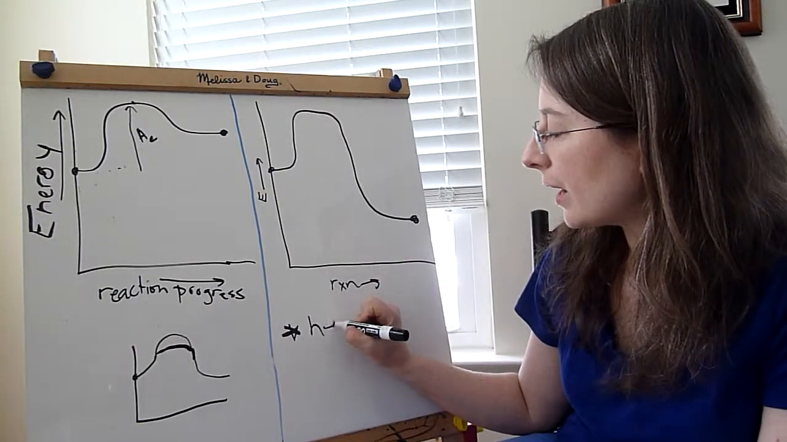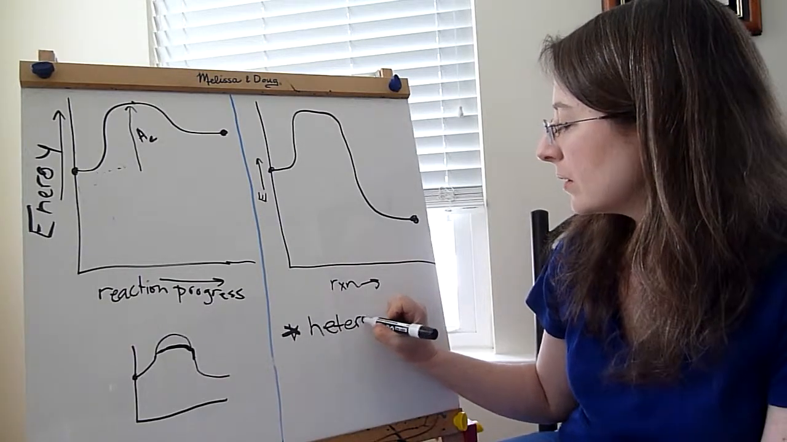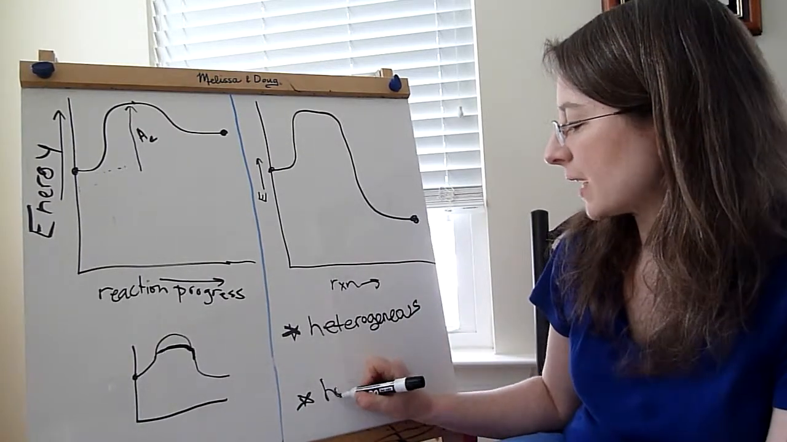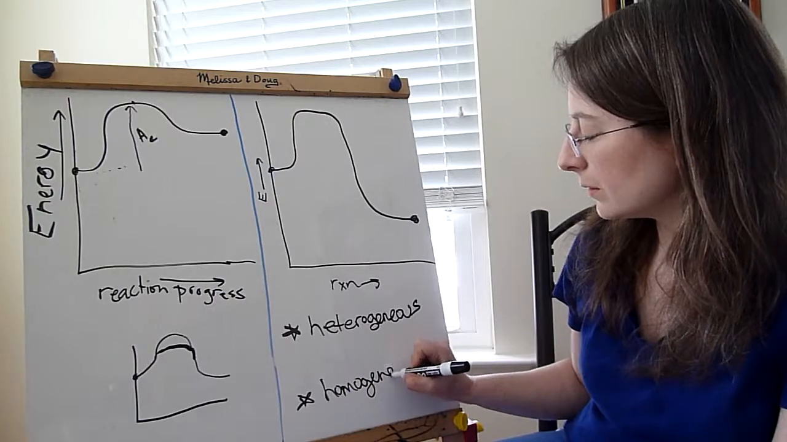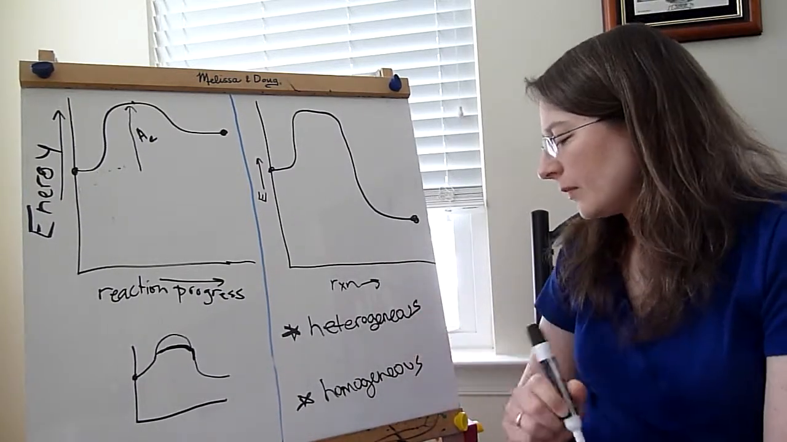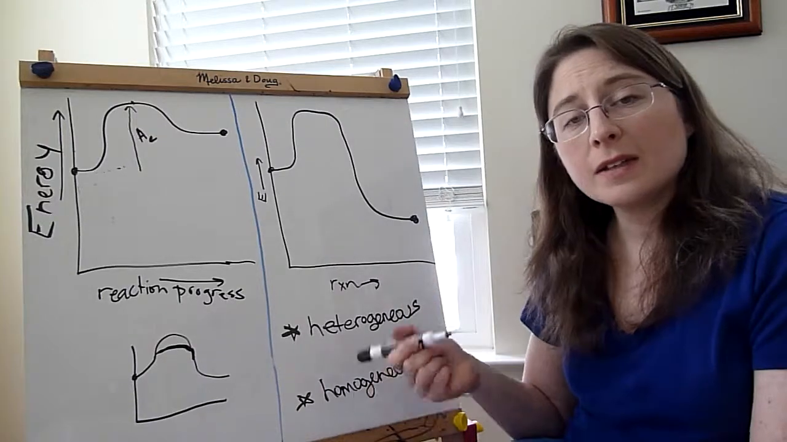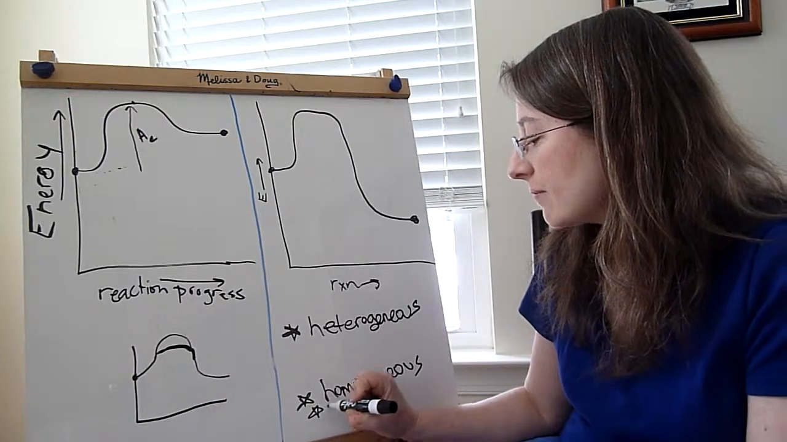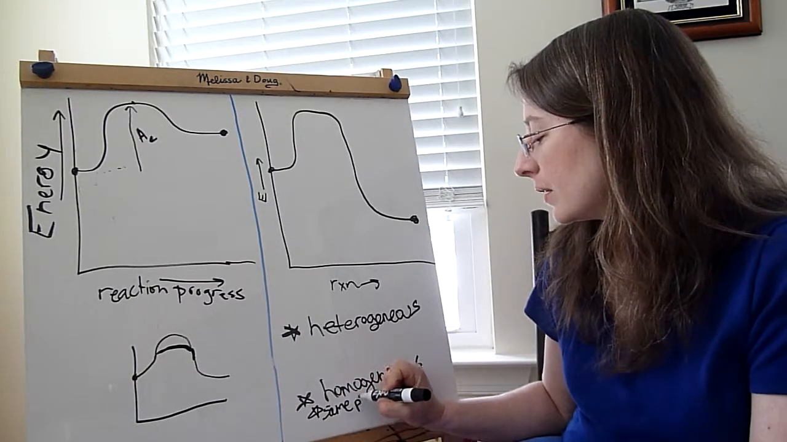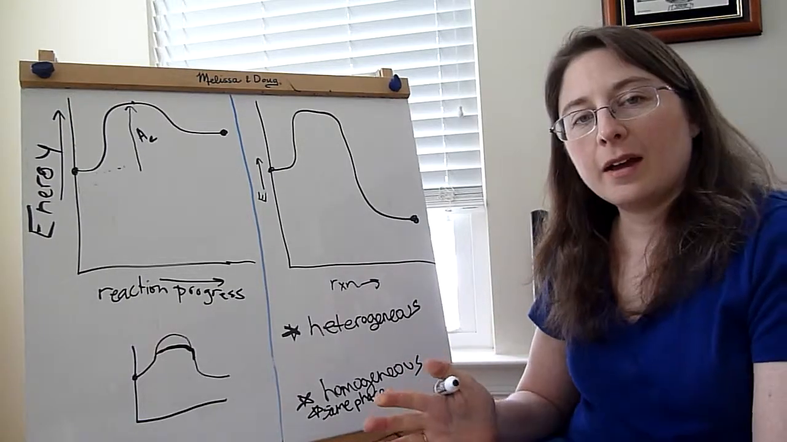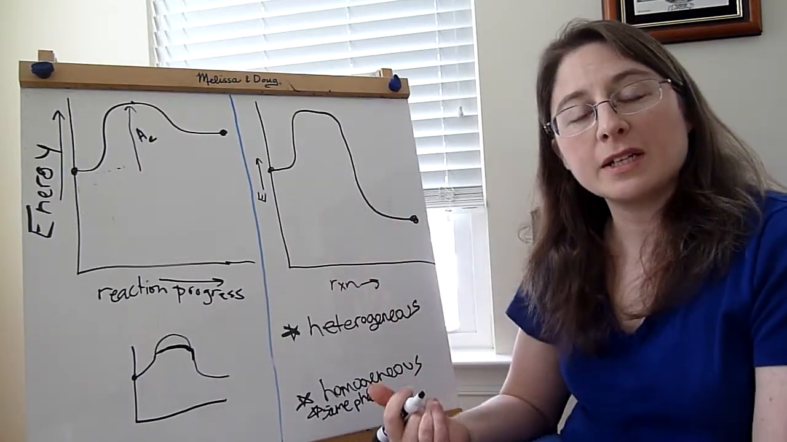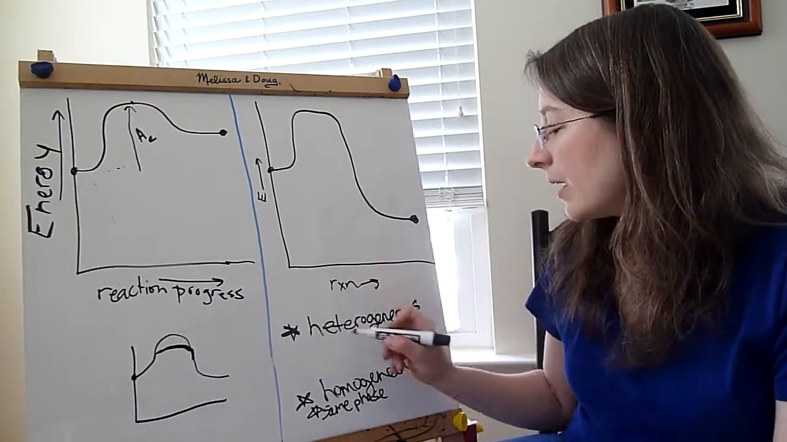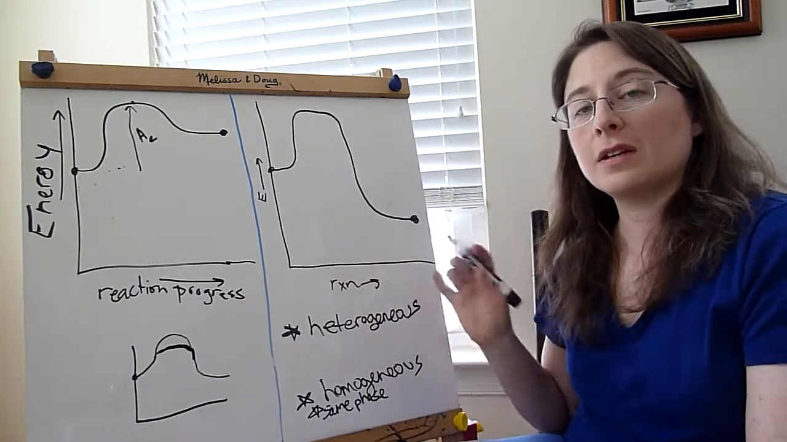So you could have a heterogeneous catalyst, and you could have a homogeneous catalyst. Okay, so a homogeneous catalyst has to be the same phase as one or more of your reactants. Same phase. So let's say I had two liquids reacting together. If my catalyst were a liquid, it could be homogeneous. A heterogeneous catalyst would be a different phase than any of the reactants.